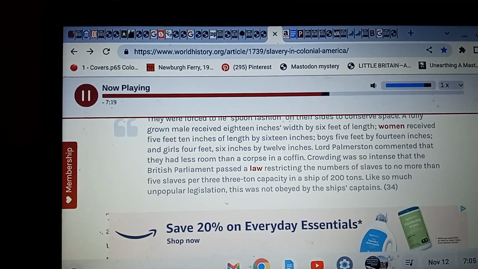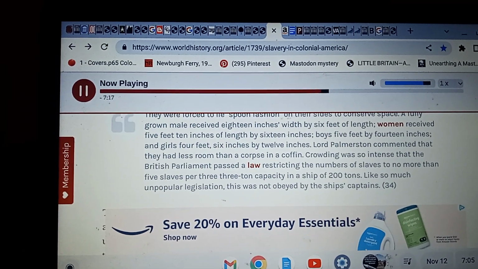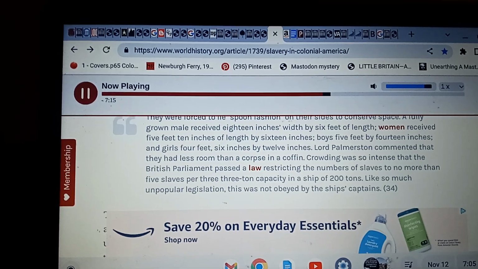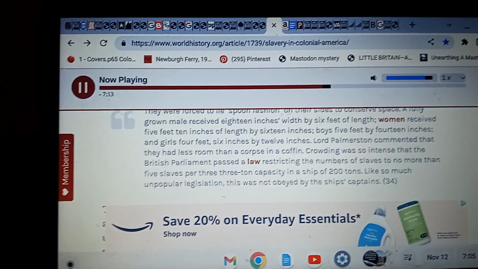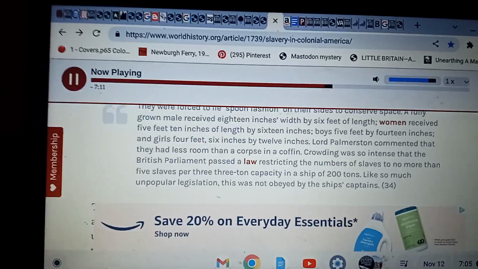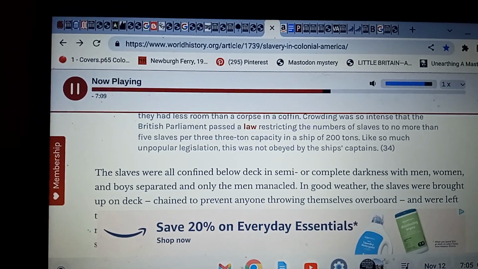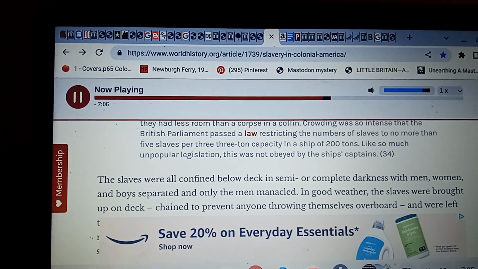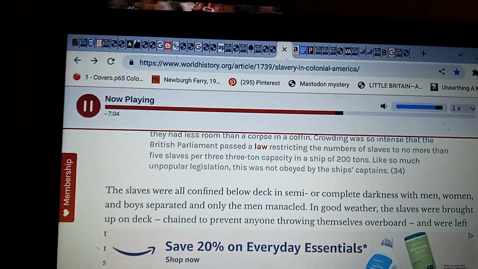Crowding was so intense that the British Parliament passed a law restricting the numbers of slaves to no more than 5 slaves per 3-ton capacity in a ship of 200 tons. Like so much unpopular legislation, this was not obeyed by the ship's captains.